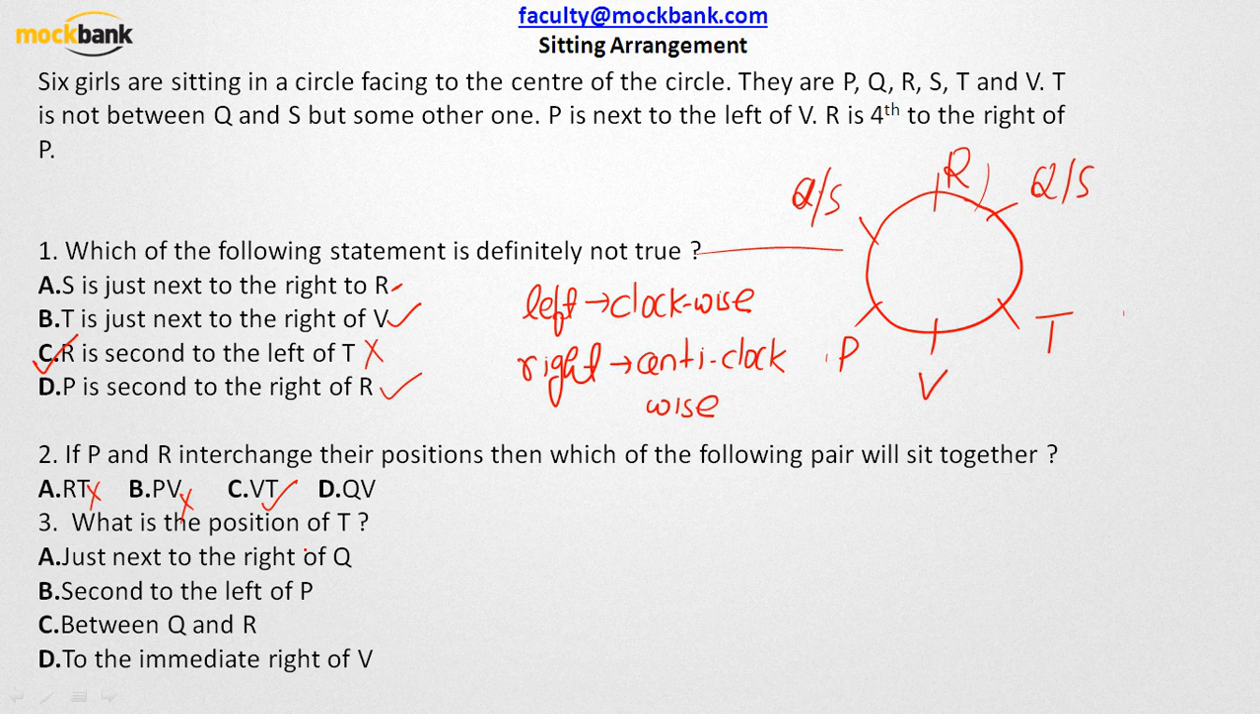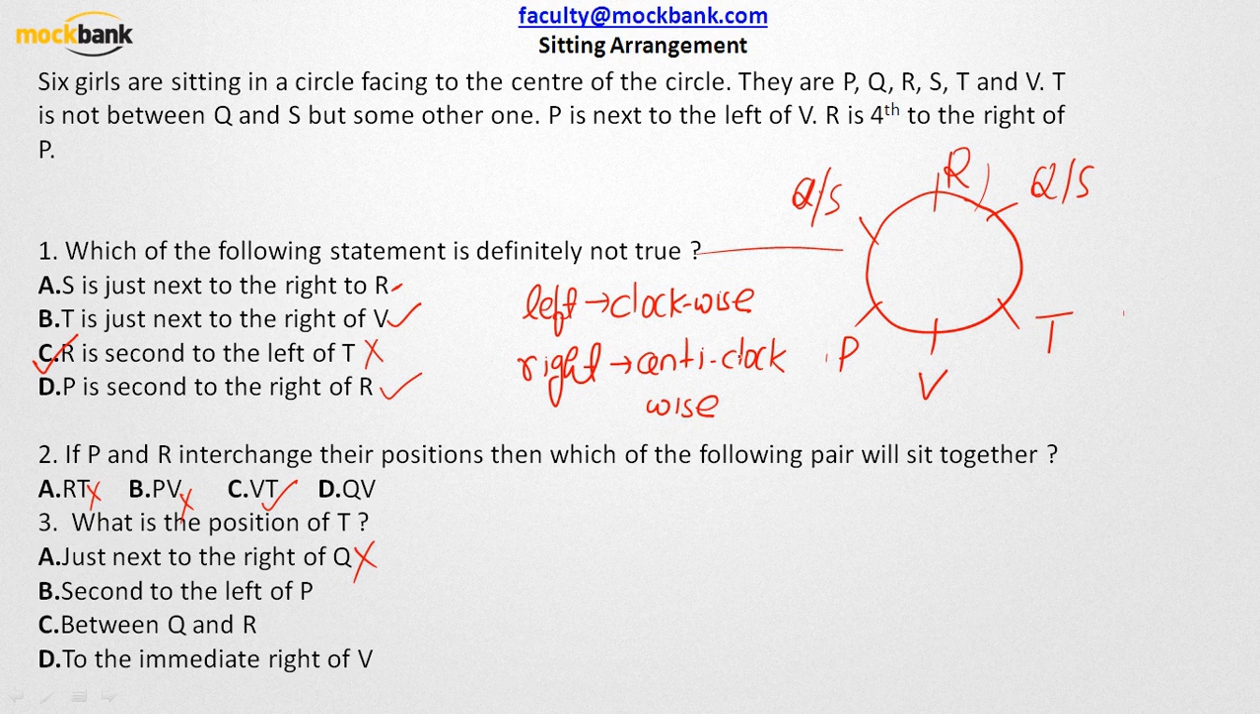How about the third? What is the position of T? These are the problems that, even if you have done your basic work, in order to eliminate options, also require 5 to 7 seconds per option. Just next to the right of Q, we have got T. It cannot be just to the right of Q because we do not know the position of Q. Q may be here, Q may not be here. So this for sure is not the right answer.